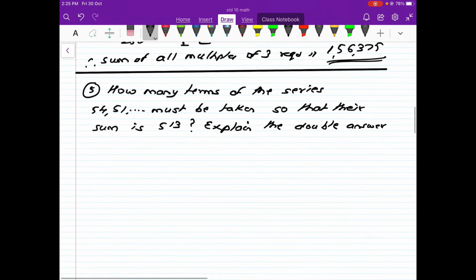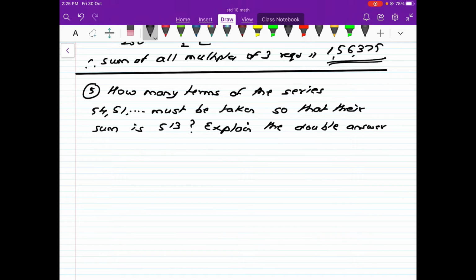Now we can go for the next sum. How many terms of the series 54, 51, 48 must be taken so that the sum is 513? So the AP is given, the sum is given, and we have to find the number of terms which have to be taken. Surprisingly there are two answers which we will be getting, and we are asked to explain why we are getting the double answer. So we will write down this data. The first term is 54 and d is 51 minus 54, meaning minus 3. n we of course don't know, but Sn is given to us as 513.